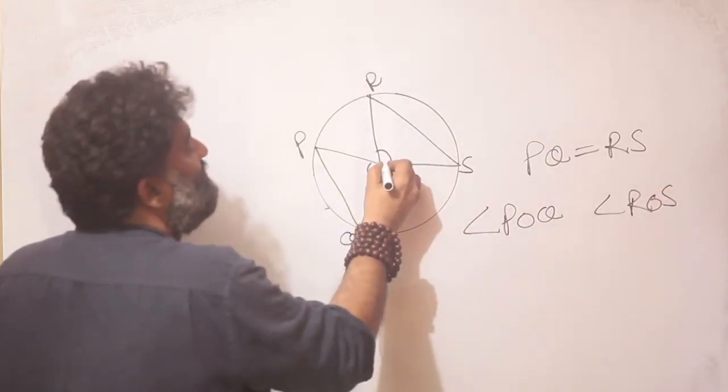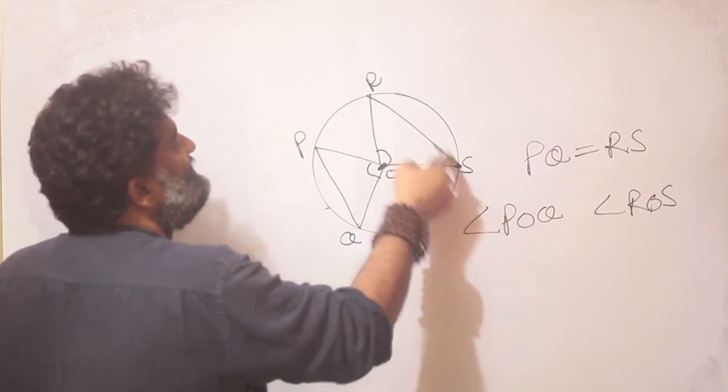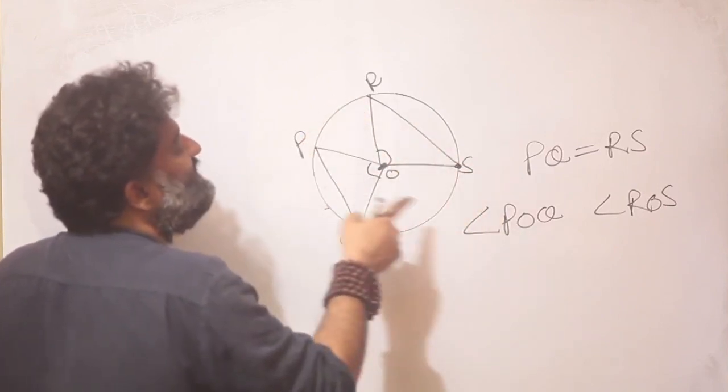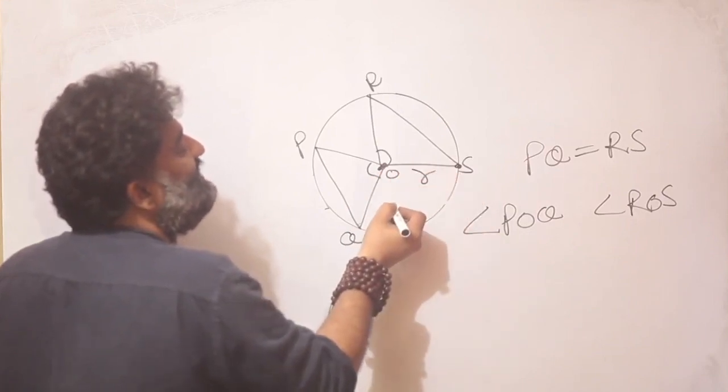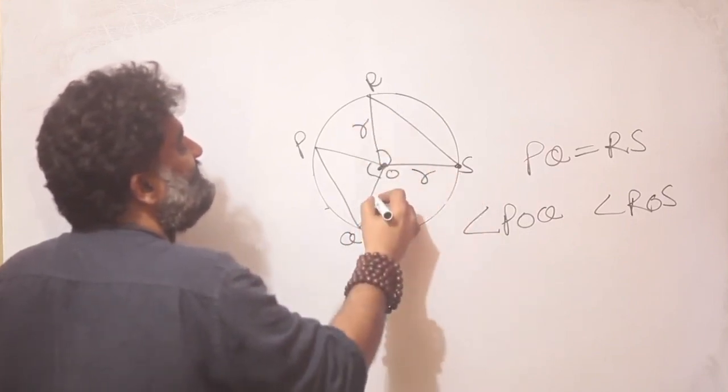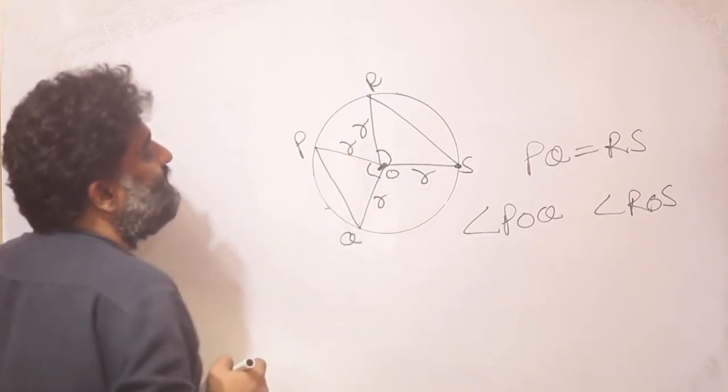So first of all, a couple of things that I have to notice is that S, R, P and Q are all points of the circle. That means the distance from O is going to be the radius. This is the radius, this is the radius, this is the radius, this is the radius.